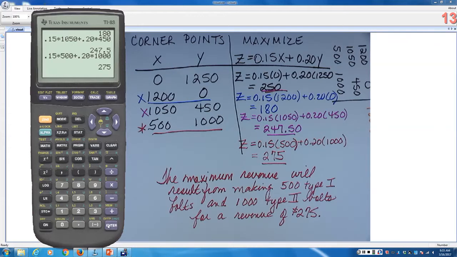Does everybody have their notes for chapter 3, section 3?